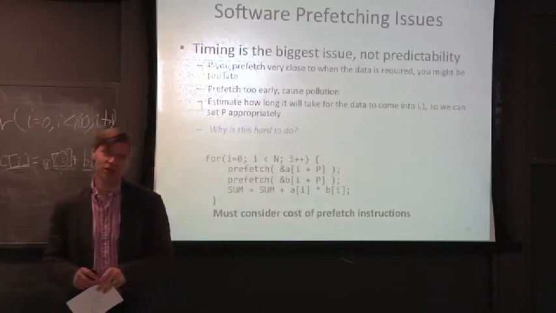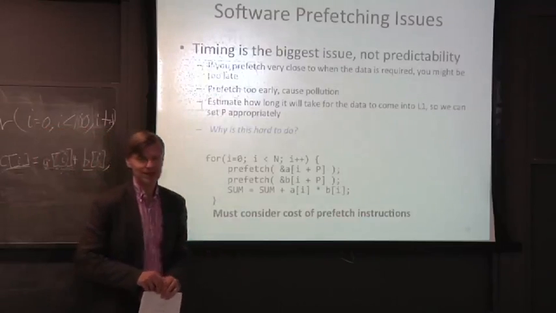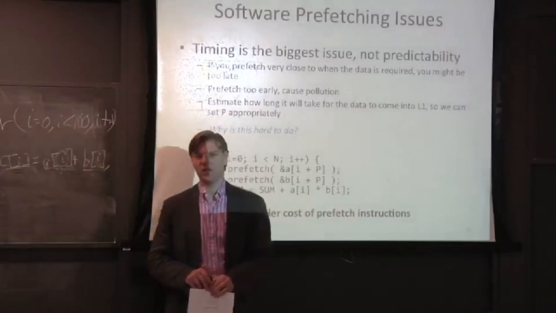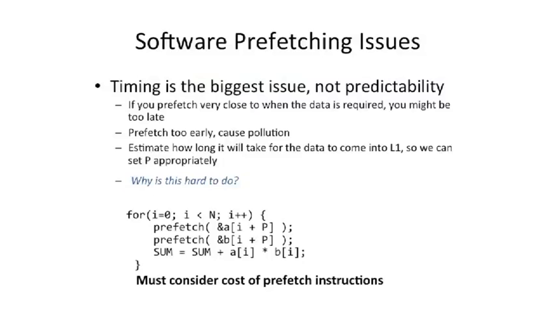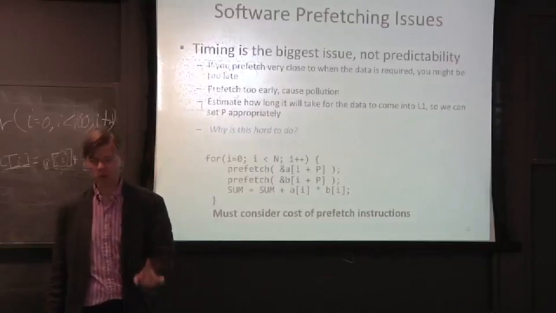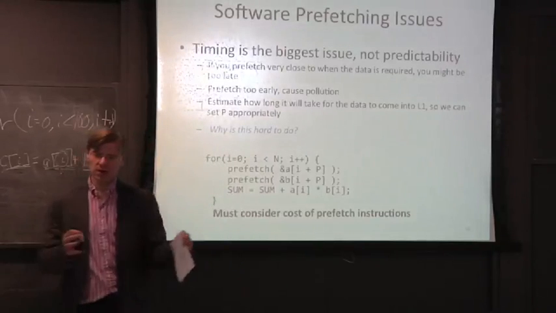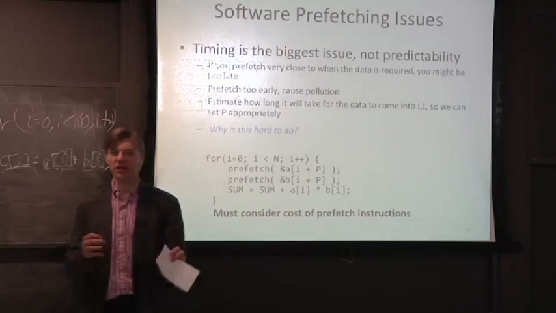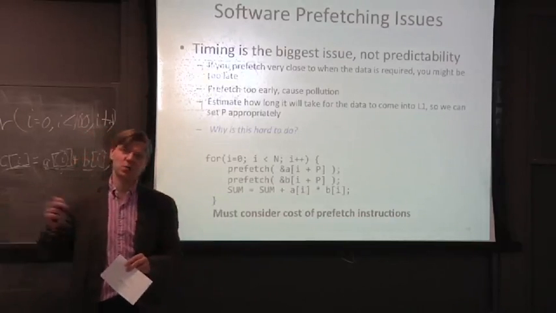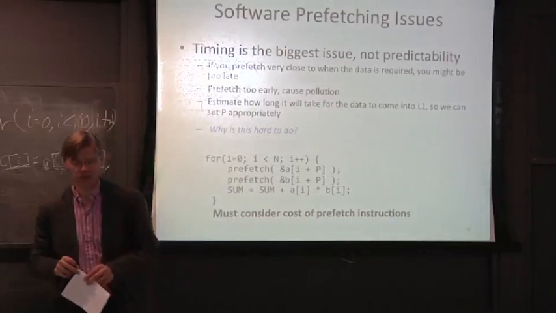OK, so what are the issues with software prefetching? Well, software timing actually ends up being the biggest challenge here, not predictability. This loop here is very predictable. We know we're just going to stride through array A and array B. But what we don't know is we might end up being too late or too early. So you have to get the time right when you actually go to access these different things.